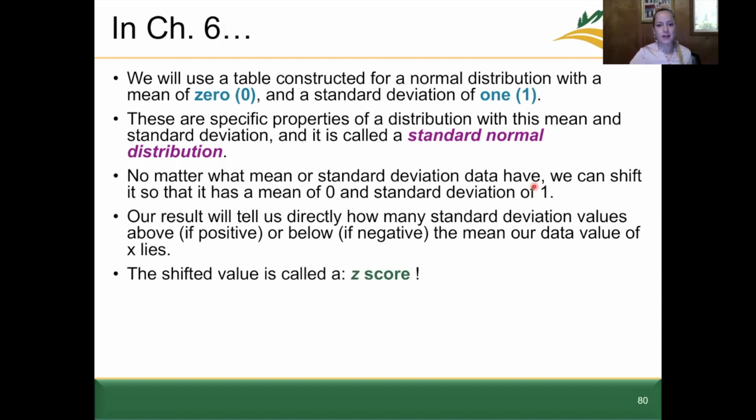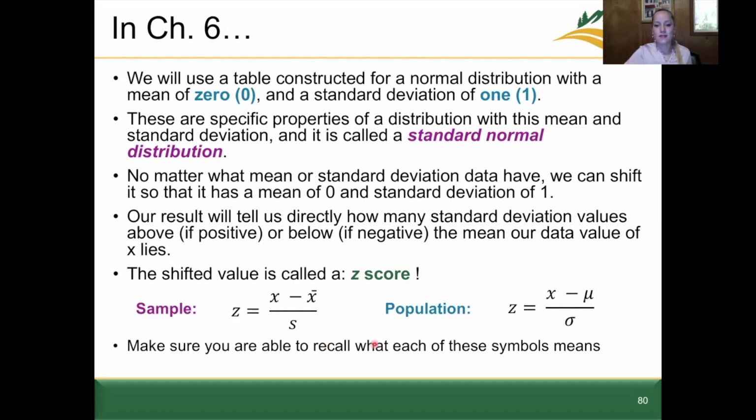This shifted value I've been talking about, this is called our z-score. We can calculate a z-score for both a sample and a population. So for a sample, this is the equation. Our z-score is equal to x minus x bar divided by lowercase s. Where for a population, we calculate the z-score as x minus mu all over lowercase sigma. Now, hopefully at this point, these all look familiar. So on your own, I want you to recall what each of these symbols means, okay?